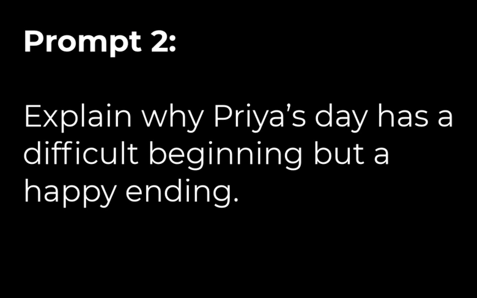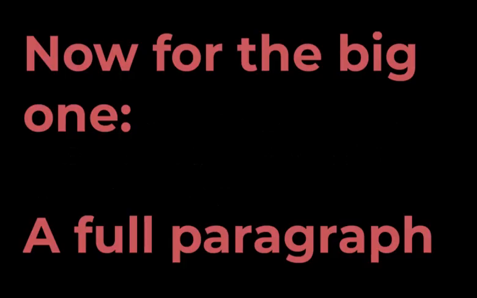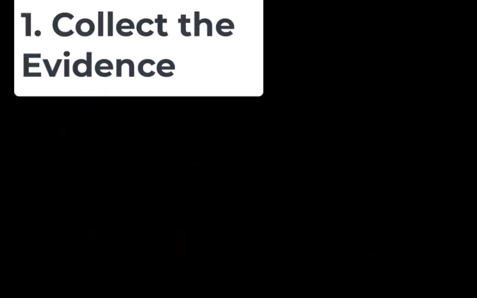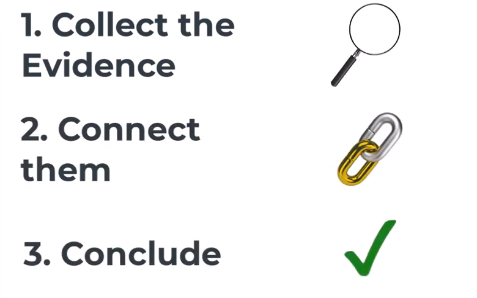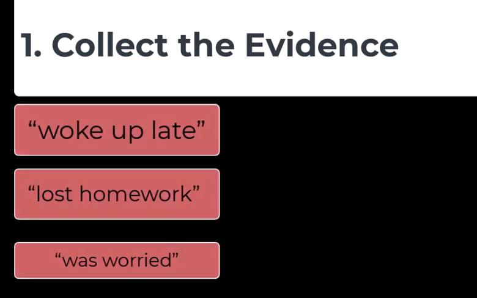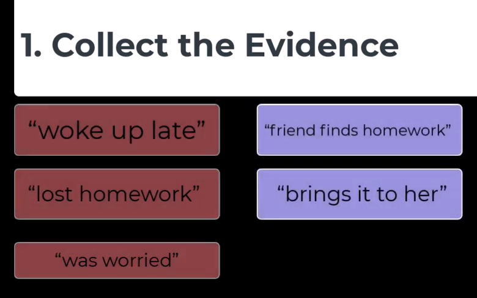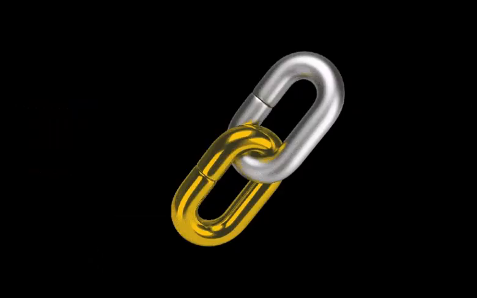Explain why Priya's Day has a difficult beginning but a happy ending. Now for the big one, a full paragraph. Again, we need to collect the evidence, connect them, then conclude. Let's collect the things that happened as evidence. Woke up late, lost homework, was worried, then friend finds homework, brings it to her. Now we connect all these ideas.